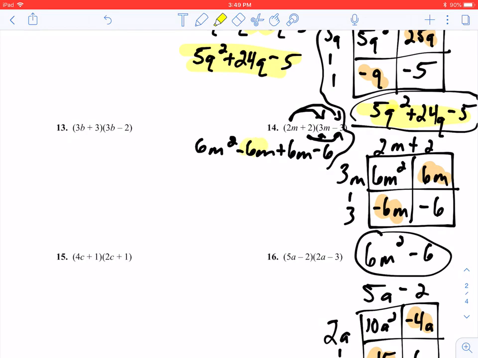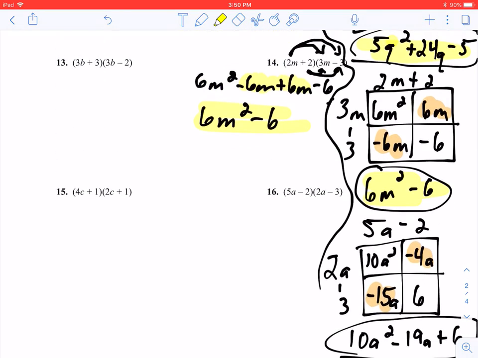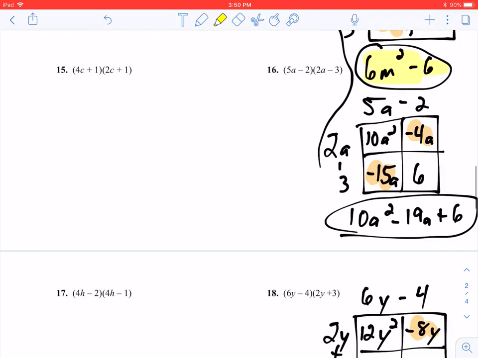Now looking in the center for our like terms, we have a negative 6m and a 6m. So those are going to cancel each other out. And we're going to be left with 6m squared minus 6. And if we check, 6m squared minus 6, yep, they match perfect. So we are good for number 14.